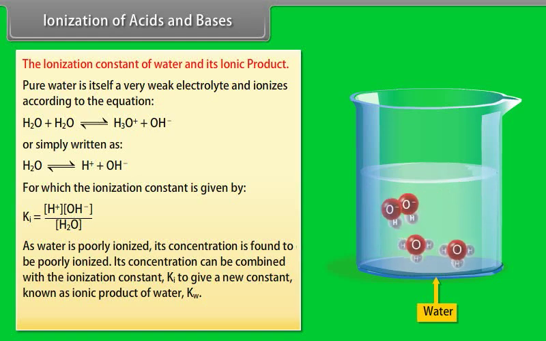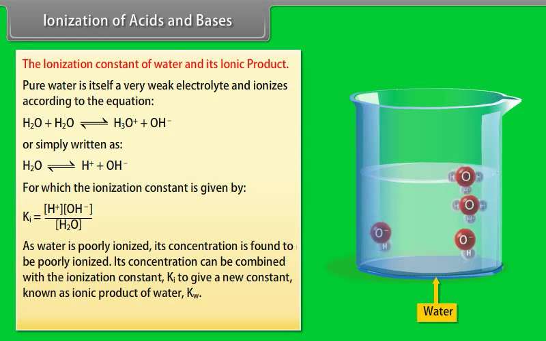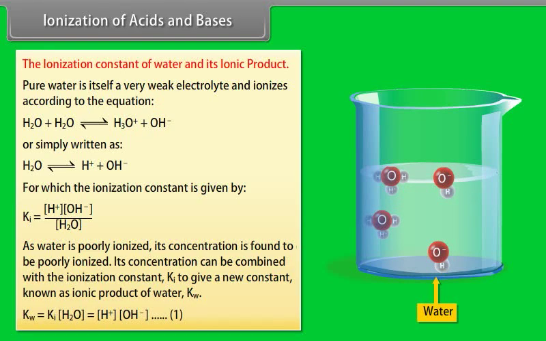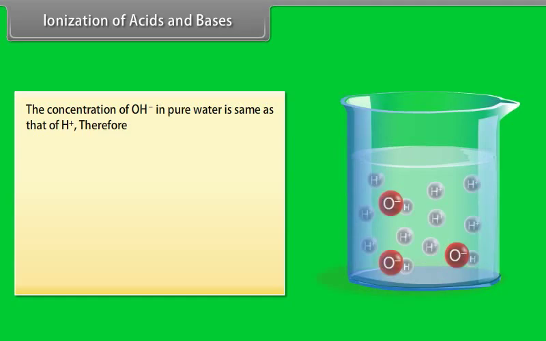Its concentration can be combined with the ionization constant, Ki, to give a new constant, known as ionic product of water, Kw. Name it as equation 1. The concentration of OH- in pure water is same as that of H+. Therefore, Kw is equal to [H+] squared.